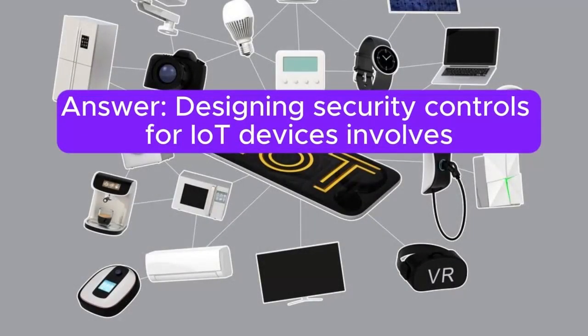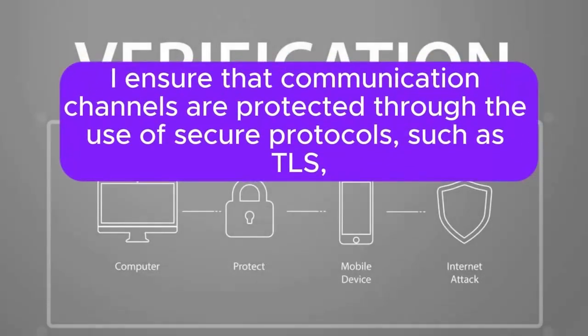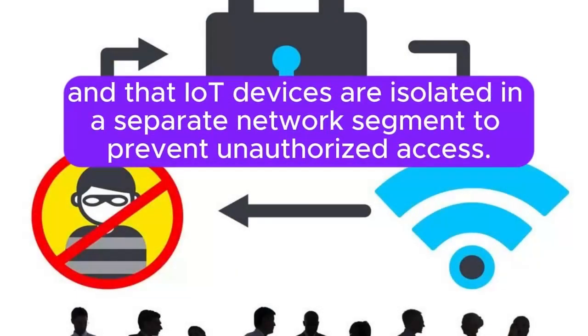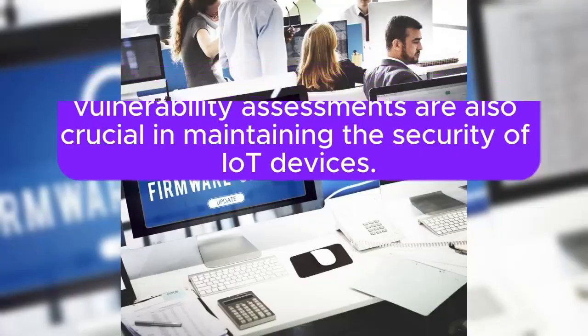Answer: Designing security controls for IoT devices involves implementing secure boot mechanisms, device authentication, and encrypted communication protocols. I ensure that communication channels are protected through the use of secure protocols, such as TLS, and that IoT devices are isolated in a separate network segment to prevent unauthorized access. Regular firmware updates and vulnerability assessments are also crucial in maintaining the security of IoT devices.